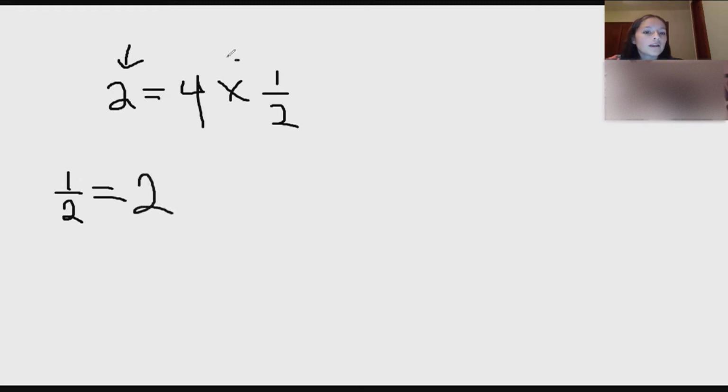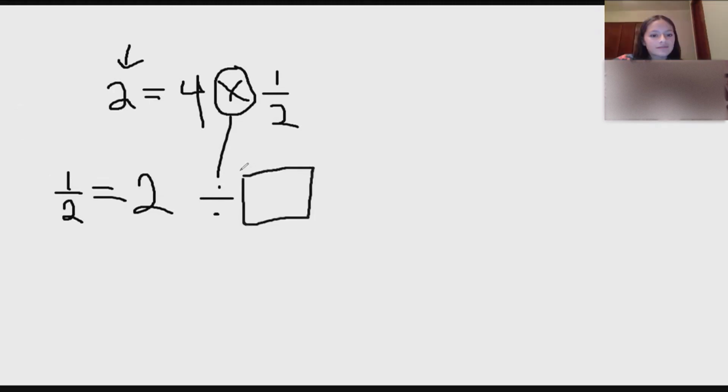Now, what are we going to change the symbol to put in here? We put the division here. And 2 divided by what number is going to give you 1/2? 4. Remember, we always use the same 3 numbers once. So now let's test it. 2 divided by 4, is that equal to 1/2?